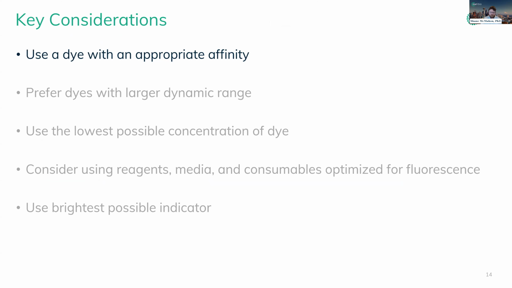The first consideration is to use a dye with an appropriate affinity. Dyes vary significantly in how tightly they bind to calcium. If the affinity is too high, the dye will be bound to calcium at rest and you won't see very large changes. If the affinity is too low, then the fluorescence at rest will be too small to quantify and you won't be able to accurately measure changes. So what we want is a dye that's just right. Let's take a closer look at this one because it's an important factor.